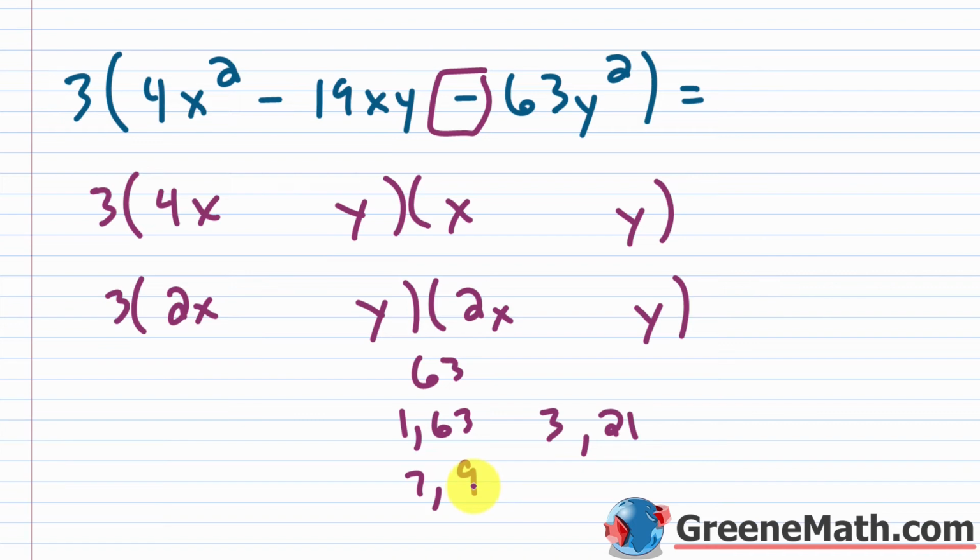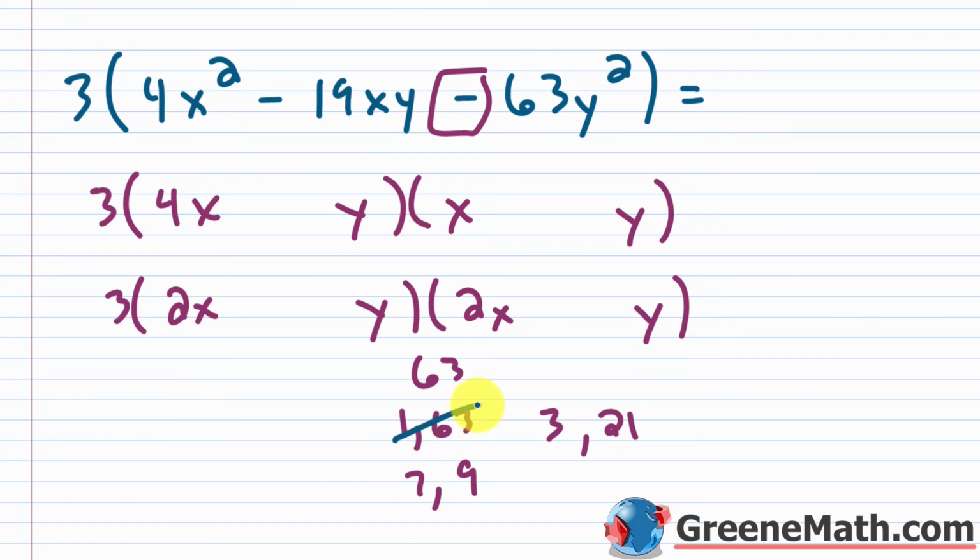Okay, so would 1 and 63 work? I'm trying to get this, forget about the fact it's negative, I'm trying to get 19 through subtraction. If I put a 63 here, it's too big. If I put a 63 here, it's too big. So this does not work. A lot of times this 1 in the number you can get rid of right away.